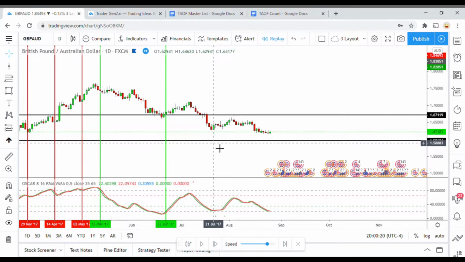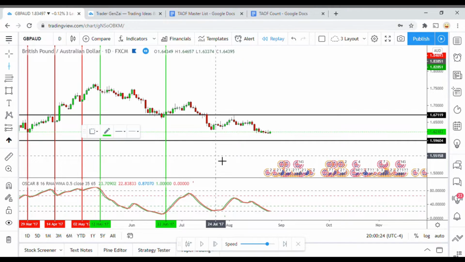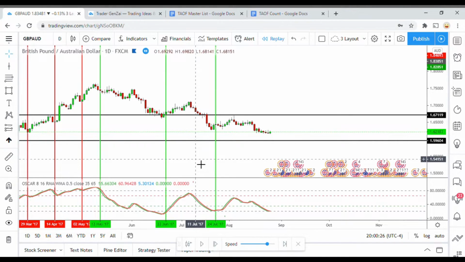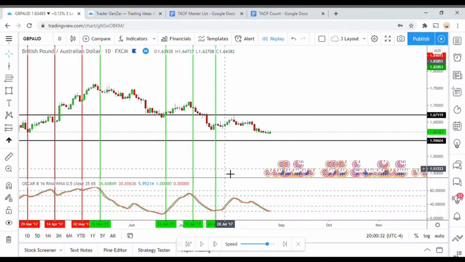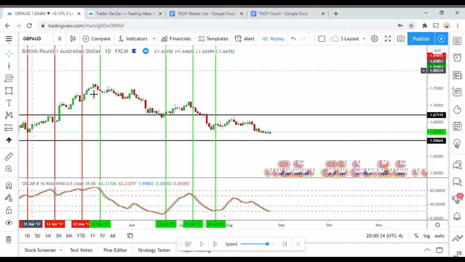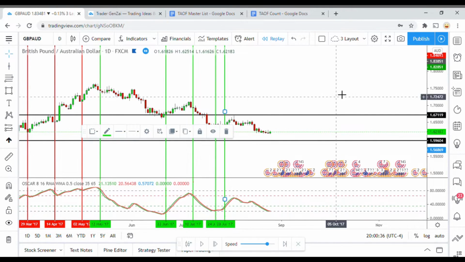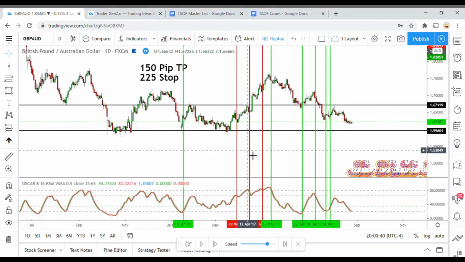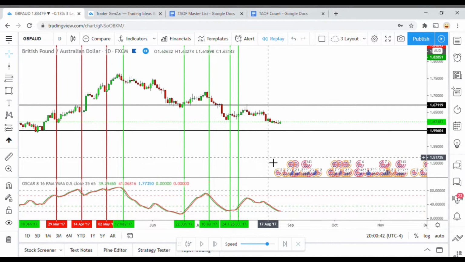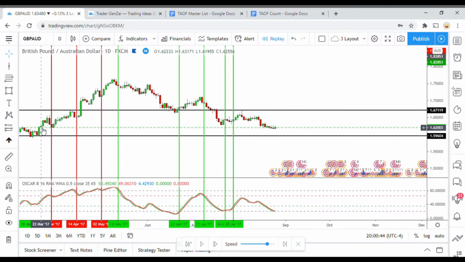There it goes. I don't know what happened there. Button bugged out on me and wasn't quite working. Alright, let's see. So we picked up a short there, or a long there rather. A short here, which worked out for us. A long here, which also worked out for us. Yeah, we got a few wins going on there.